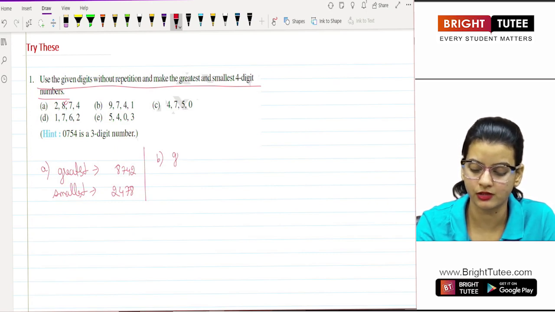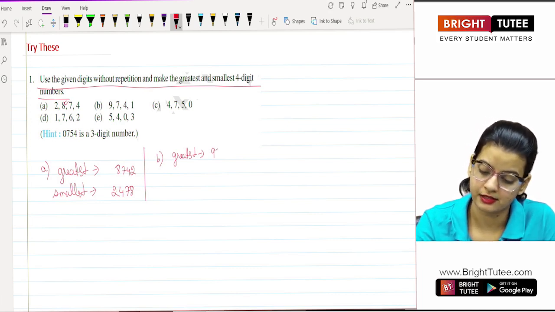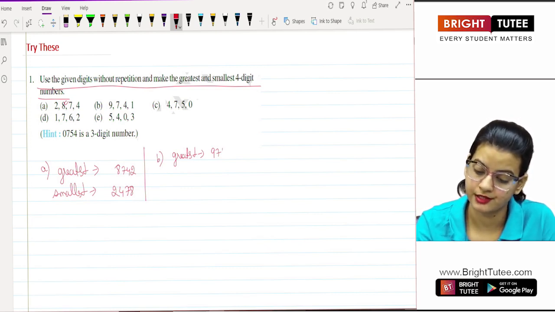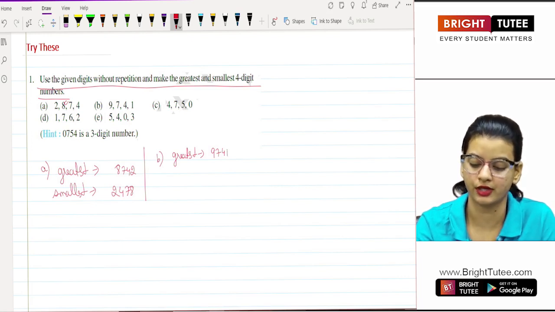For the greatest, what we are going to do is use the greatest digit in the thousands place, that is 9. Then the next greater digit in the hundreds place, that is 7. The next greater digit in the tens place, that is 4. And then the smallest digit in the ones place, that is 1. So this is the greatest number.